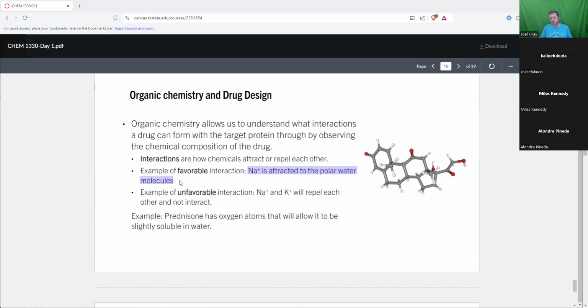Sometimes those charges, positive versus negative, are not super strong forces. They're what are referred to as partial charges. Now, an unfavorable interaction would be two similar forces that repel each other.